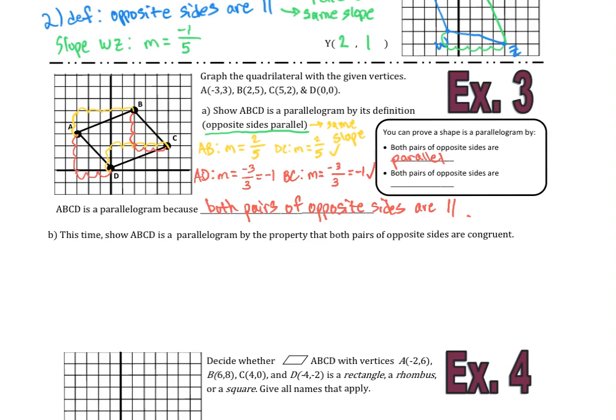Now, part B is essentially asking the same question. I want to prove that ABCD is a parallelogram again, but this time we're going to use the property that both pairs of opposite sides are congruent, right? Because by definition, in a parallelogram opposite sides are parallel and opposite sides are congruent. So now we're going to prove this is a parallelogram by looking at how long the sides are. And we're going to have to introduce an old formula of ours. I'm going to write it here.